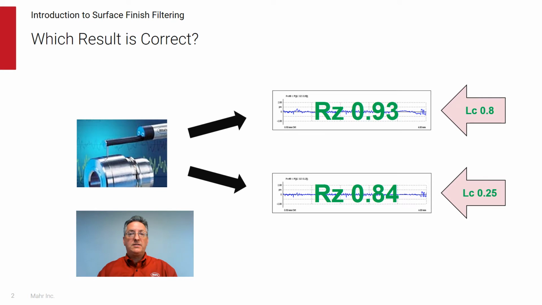With an incorrectly selected cutoff, the surface evaluation could produce results that make a good part show bad or make a bad part show good. During this webinar, the proper selection of the cutoff will be discussed. By the end of the presentation, you should be able to correctly assess your profile and select the correct cutoff.